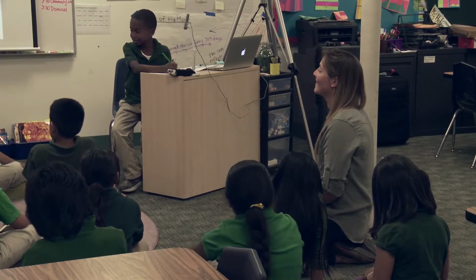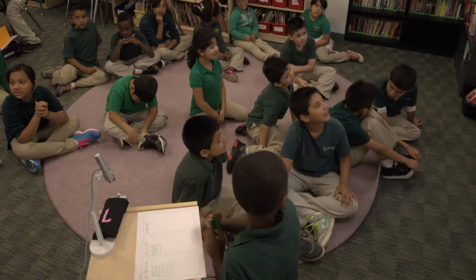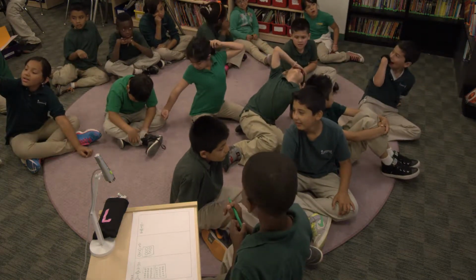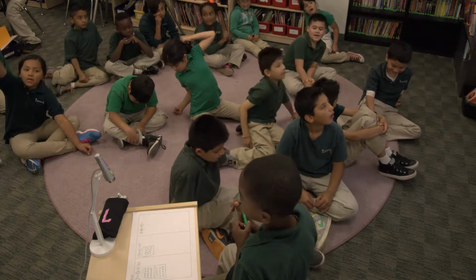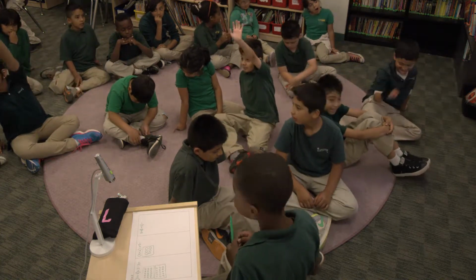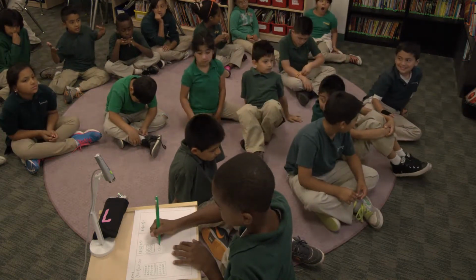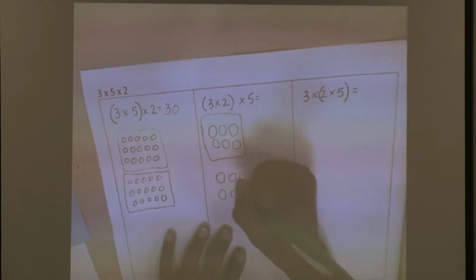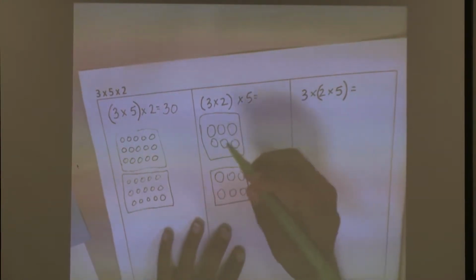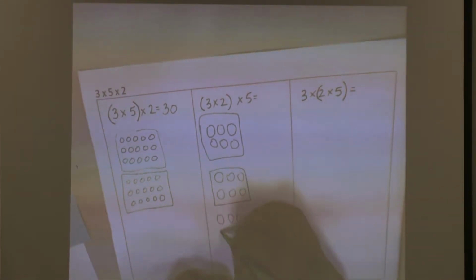I have an idea. Yep, Warren, go for it. David. 3 times 2 is 6, and 6 times 5 is 30. So how many groups does he need to draw? How many groups of 6 does Warren need to draw? 5. 5 groups of 6. David, please come sit here. So how many groups does he have now, mathematicians? 2 groups of 6, because he has 2 groups of 3 times 2.